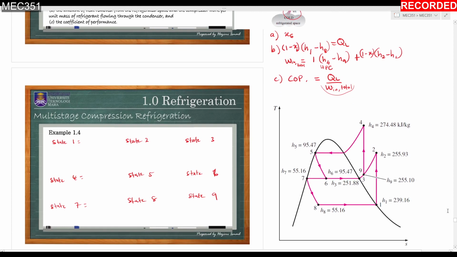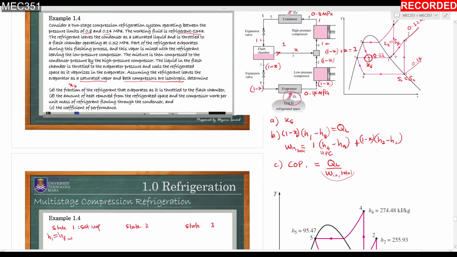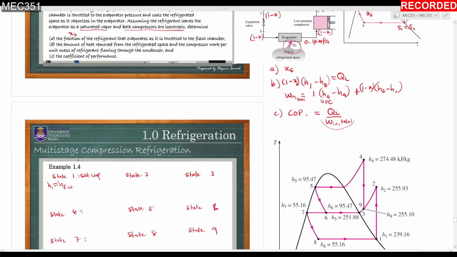Okay, so basically state 1 is saturated vapor. So H1 equal to Hg at that pressure. So pressure 1 is 0.14 MPa.